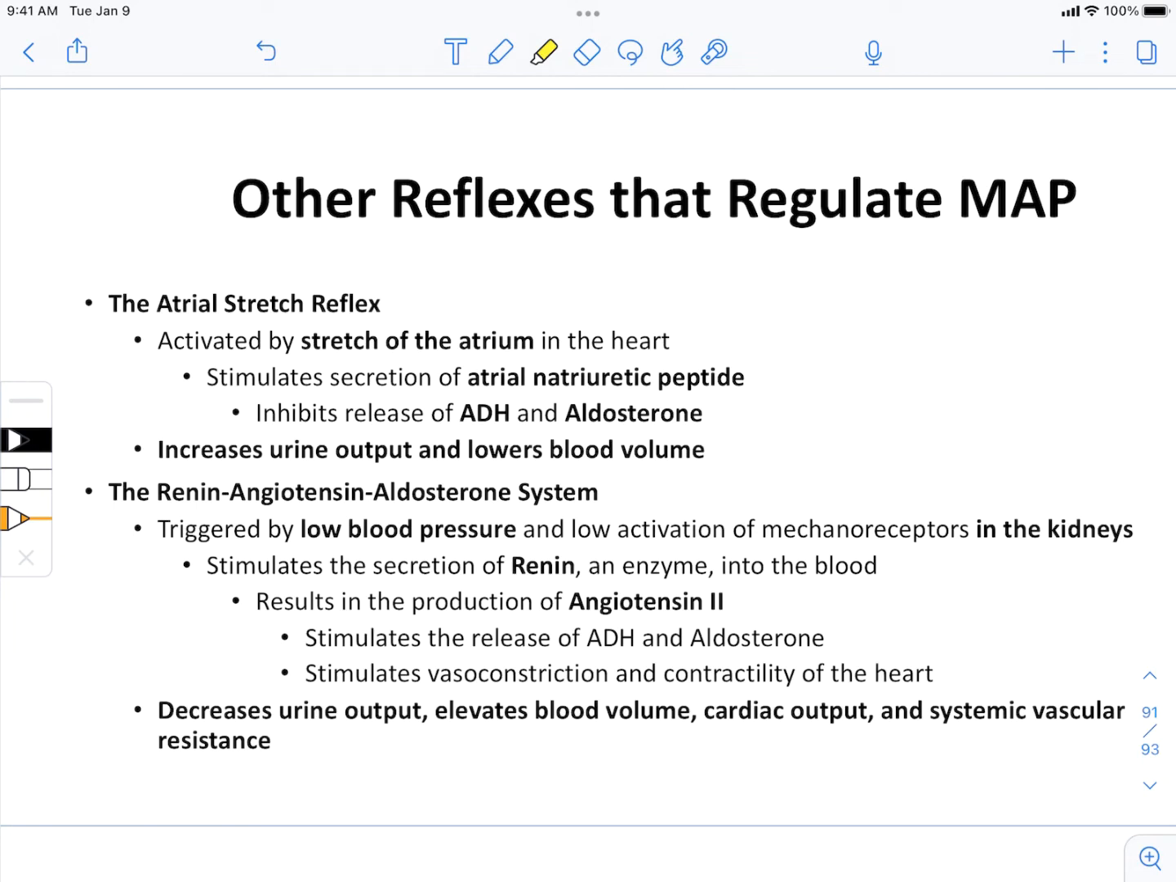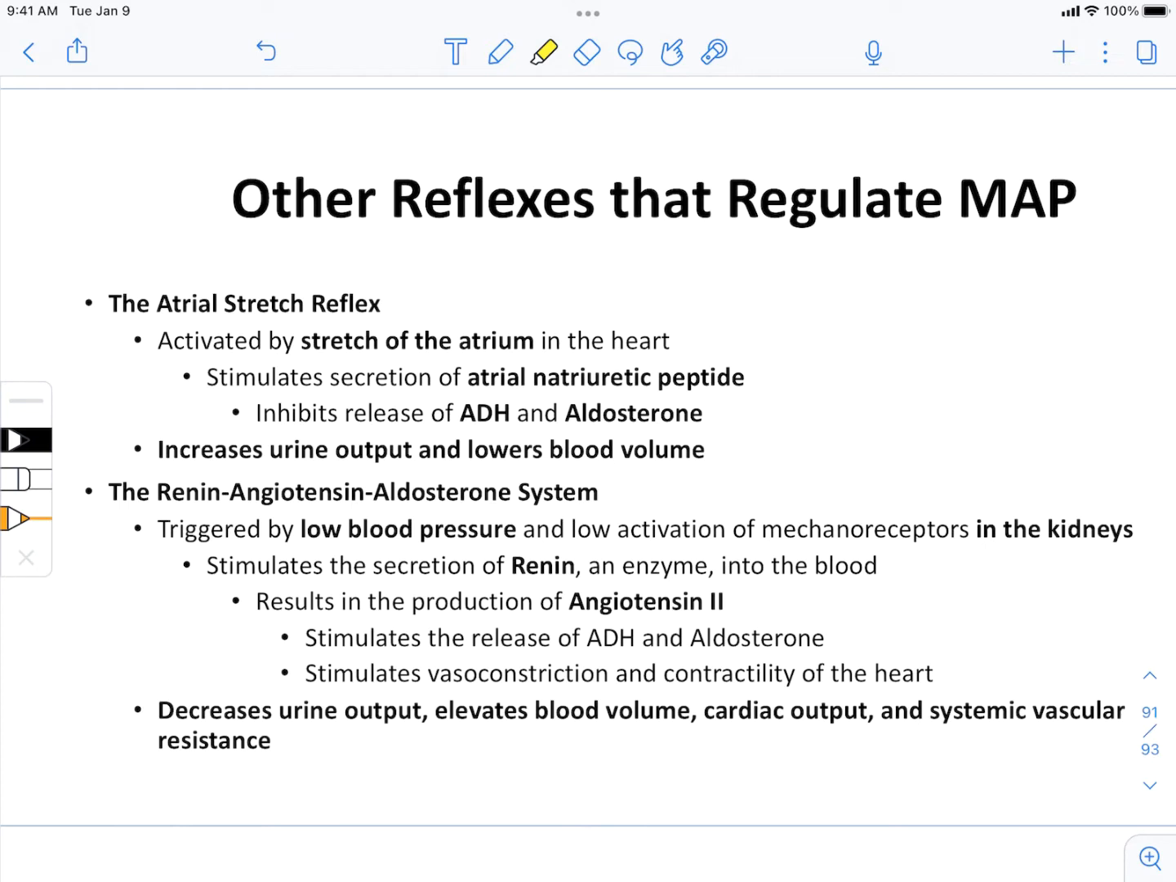When it comes to regulating mean arterial pressure, in addition to cardiac output and systemic vascular resistance, we need to consider blood volume. Blood volume affects a number of different areas: it affects venous return, afterload, and systemic vascular resistance. So blood volume is the other part of this regulation process. We actually have two reflexes involved in the regulation of blood volume, and they tend to work opposite of one another.